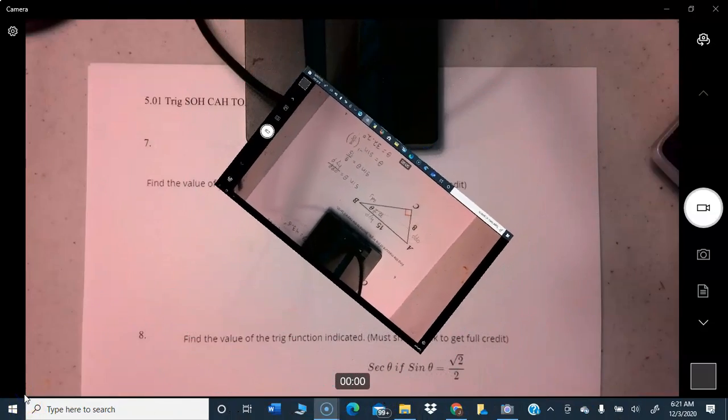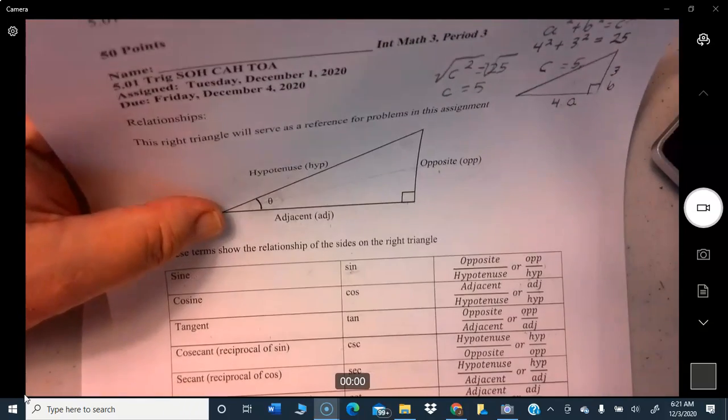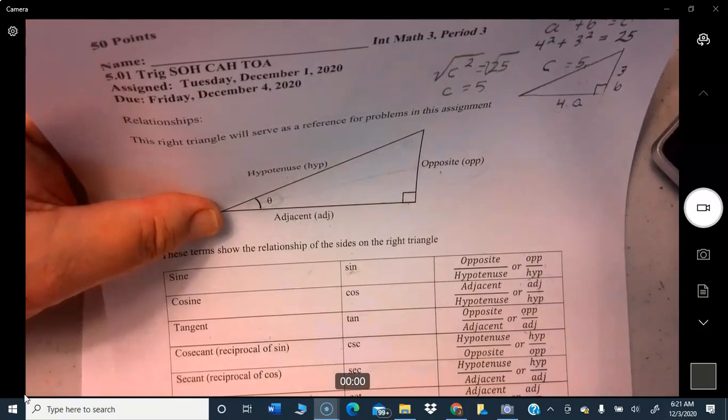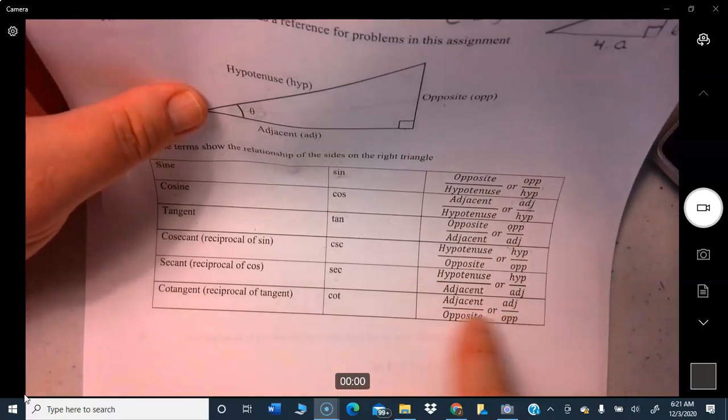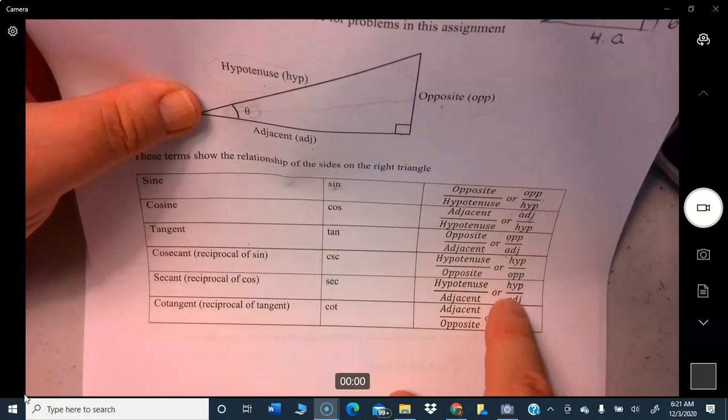All right, number 7, it says find the value of the trig function. So they're looking for the cotangent if you know the secant. All right, so now we're getting into some of those other functions. So let's come on down here. So there's cotangent, and there's what a cotangent is. It's the reciprocal of a tangent, and they're giving us the secant.